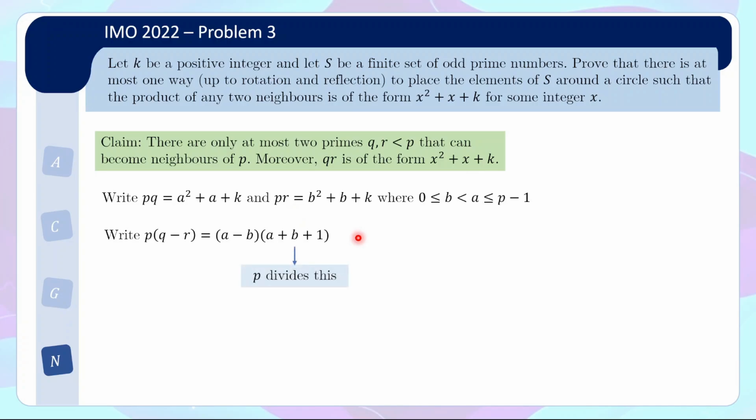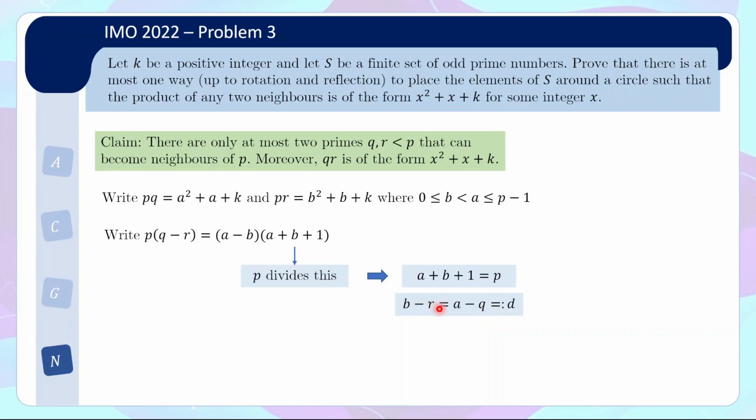This is not too difficult, but the key observation now is P divides this thing, but A minus B is strictly between 0 and P. So it must be the case that P divides this part, A plus B plus 1. And of course, A plus B plus 1 is at least 1 and is strictly less than P because of this inequality here. So the only possibility is A plus B plus 1 is equal to P. Now you plug this back into the equation here, the P's cancel, so Q minus R is equal to A minus B. And I'm just going to rearrange this by moving the terms to the other side.